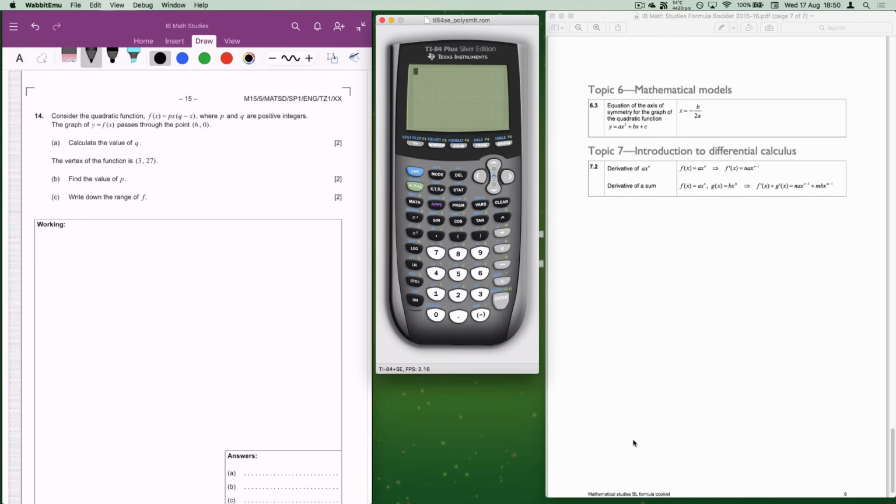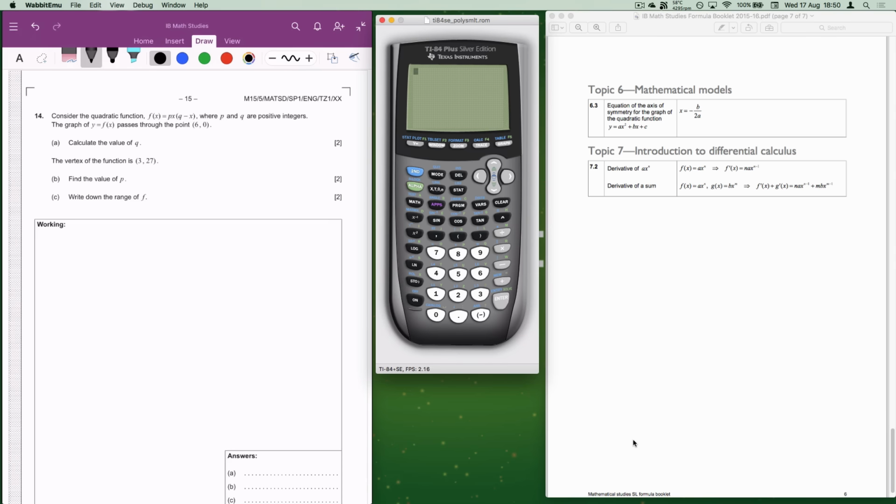Okay, let's get on to question 14. Now, this is a quadratic function, and we are given some information about that function. It has two unknown variables, p and q, which are both positive integers, and it passes through the point (6, 0). So it says calculate the value of q.